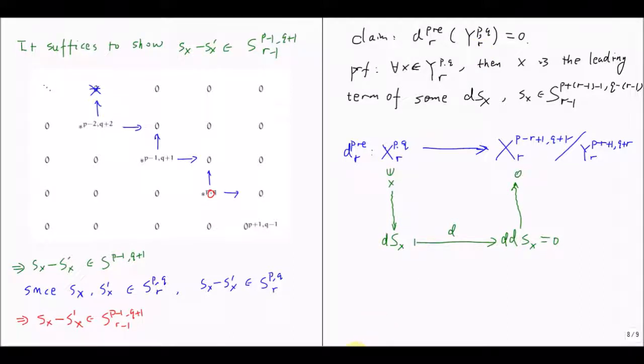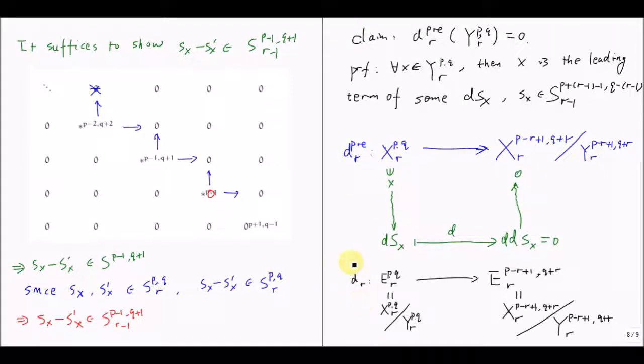So it follows that this d pre sub r induces a morphism between two quotients and is well defined. This completes the construction of d sub r. And d sub r squared is 0 because d squared is 0 and d sub r is induced by d. So d sub r is a morphism in the complex.